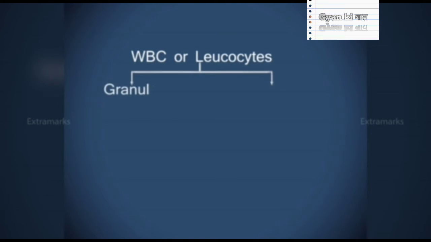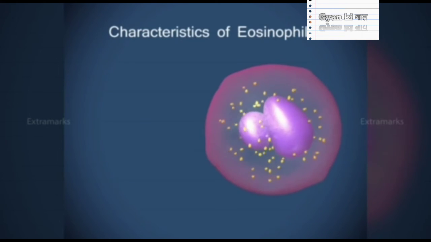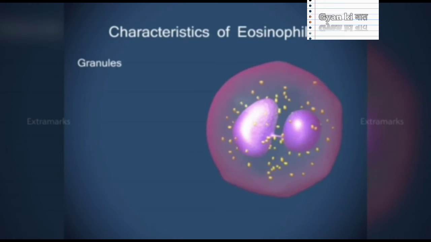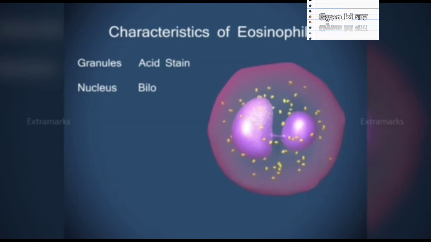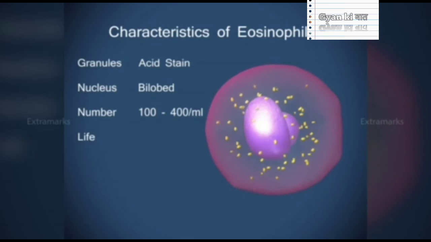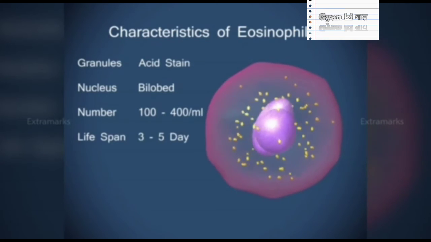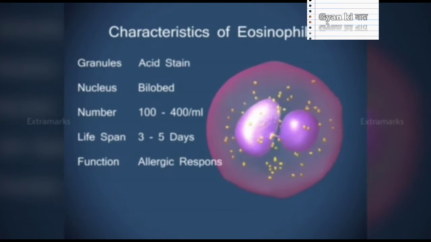1,000:1. There are 5 types of leukocytes which are categorized as granular and agranular types. Granular leukocytes are eosinophils, neutrophils and basophils. Eosinophil contains granules that take acid stain like eosin. Their nucleus is bilobed. They number 100 to 400 per milliliter of blood. Lifespan of eosinophil is 3 to 5 days. They play a very significant role in allergic responses.